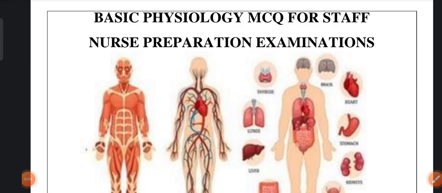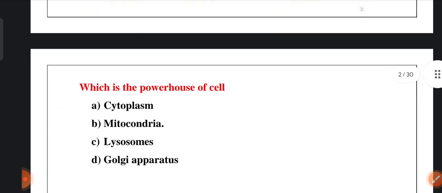So today we will see some of the basic physiology multiple choice questions. These are the common questions, very easy to answer. So let's see the first question.